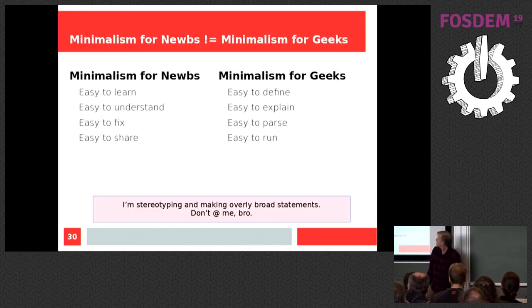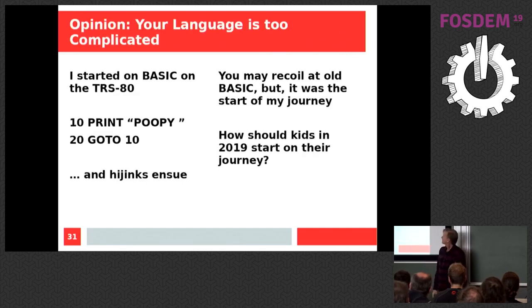Okay, minimalism. This is kind of what I'm trying to get to. Minimalism for geeks is not the same thing as minimalism for noobs. Minimalism for geeks, we all understand: easy to define, easy to explain, easy to parse, and easy to run. But minimalism for noobs is a different set of requirements. It's easy to learn, easy to understand, easy to fix, and easy to share. People in Lua already know this. They've already got this down. But everyone else, we need to take a lesson from this. Your introductory language is too complicated.